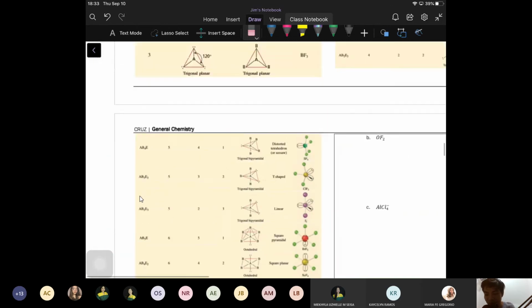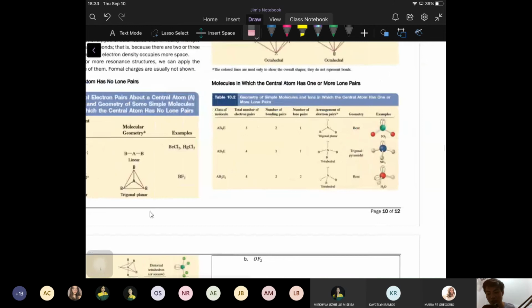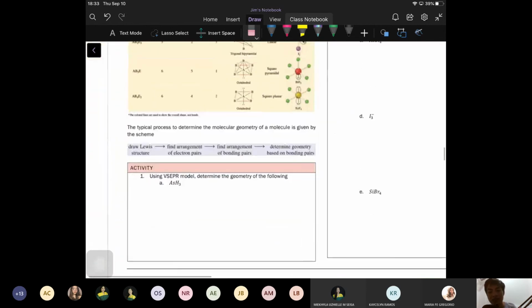So, yan. Okay. So, yun lang naman, no? More on memorization ito. Kaya may 1 week tayong pahinga after this, no? So, magsasagot ako ng ibang geometries.